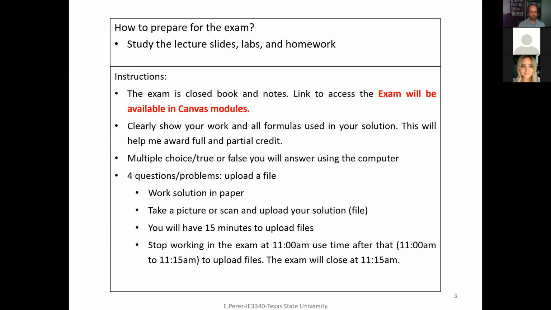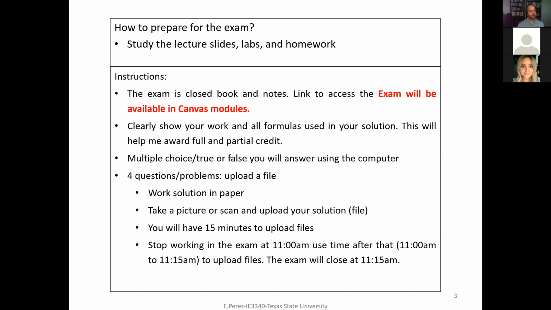So for the questions, make sure that you work the solution on a piece of paper, and then you can take a picture or scan and upload your solution file to Canvas. And as I mentioned at the beginning of the review, you will have 15 minutes to upload the files. So my advice is that you stop working at 11 o'clock and use the time from 11 to 11:15 to upload the files. The exam will close at 11:15.